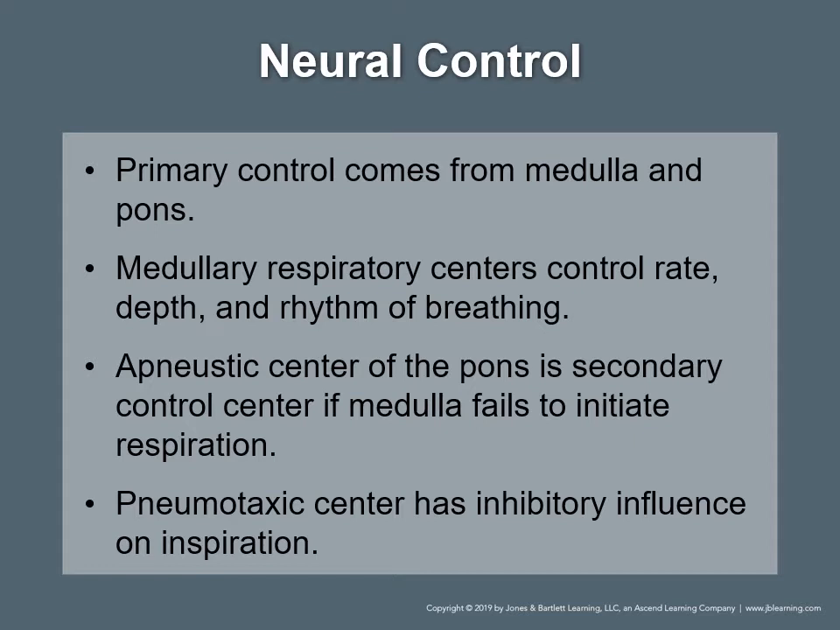Neural control. Neural control of breathing originates in the brain and brainstem. Primary control comes from the medulla and pons. Medullary respiratory centers control the rate, depth, and rhythm of breathing in a negative feedback interaction with the pons. The apneustic center of the pons is the secondary control center if the medulla fails to initiate respiration. The pneumotaxic center has an inhibitory influence on inspiration. Respiratory rate results from the interaction between the apneustic and the pneumotaxic centers. In times of increased demand, the pneumotaxic center decreases its influence.